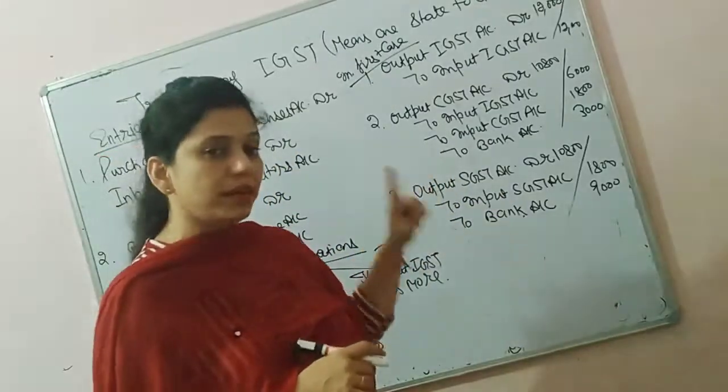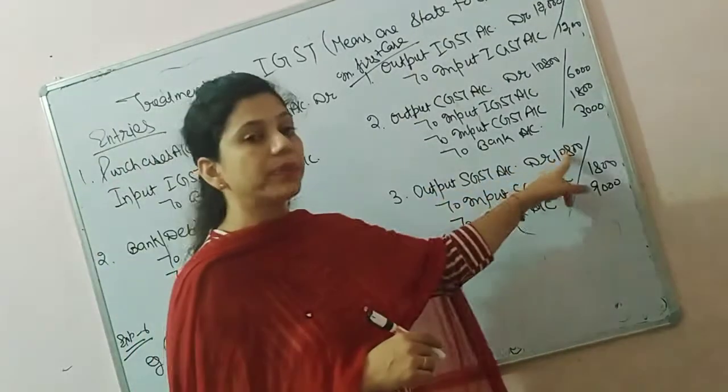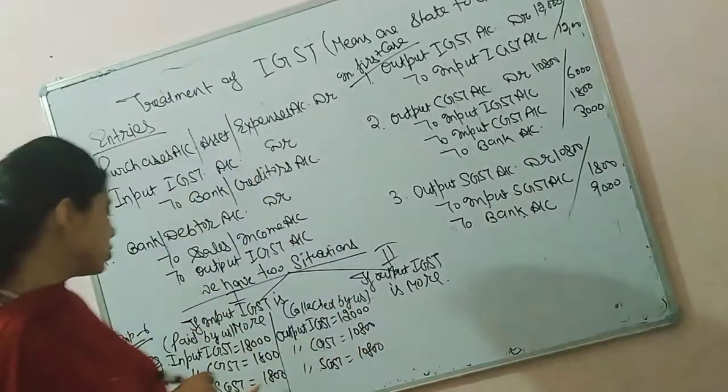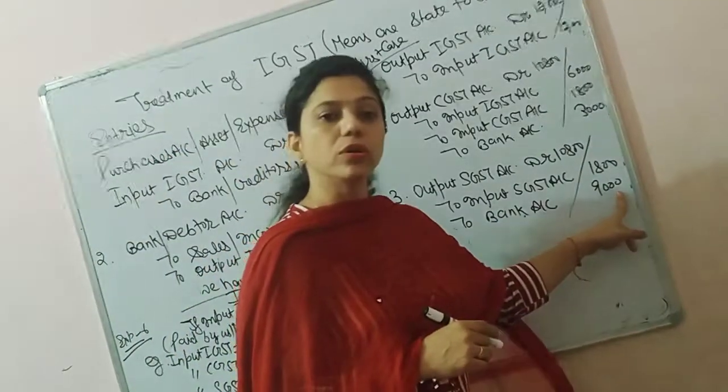And we have a third case also. Output SGST is 10,800, whereas input SGST is only 1,800. So the remaining 9,000 will be paid to government.